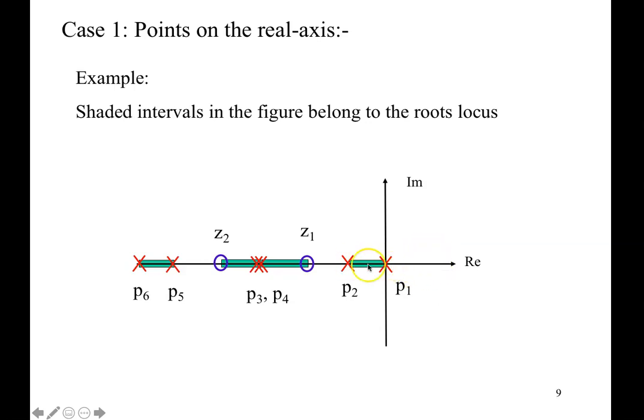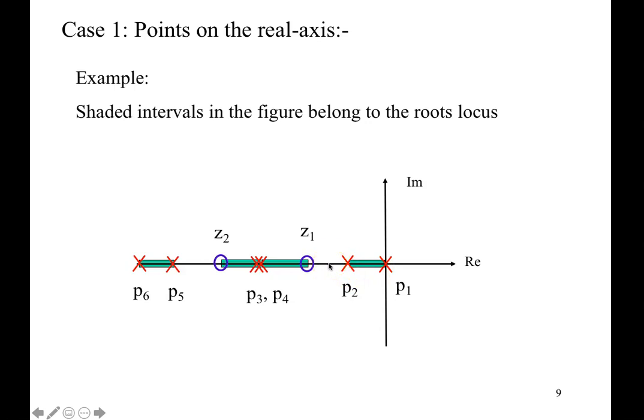If I move into the section between P1 and P2, and at any point there I look towards my right hand side, I only see P1. So there's only 1 open loop pole. 1 is an odd number. Therefore, any point between P1 and P2 will be part of the root locus, i.e. are possible closed poles.